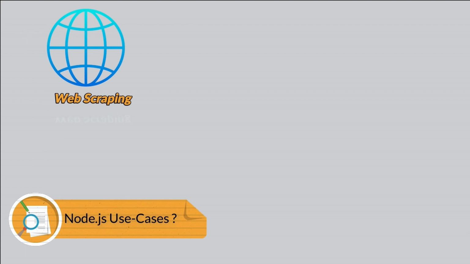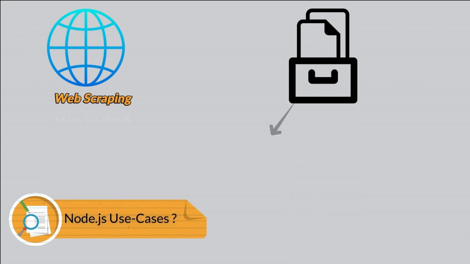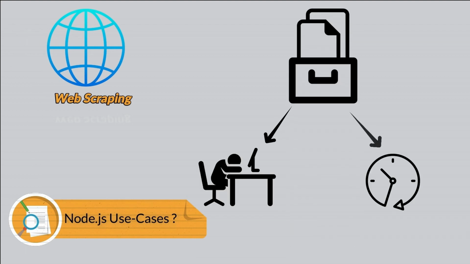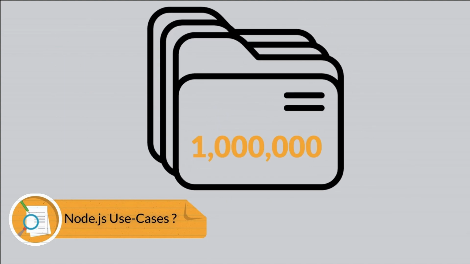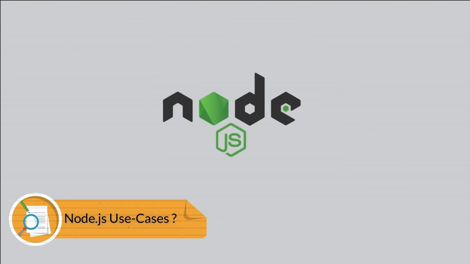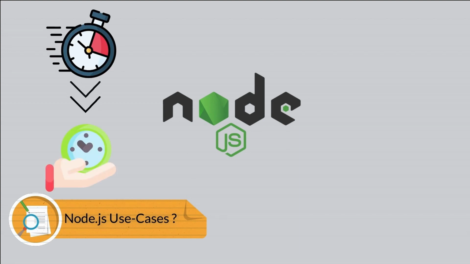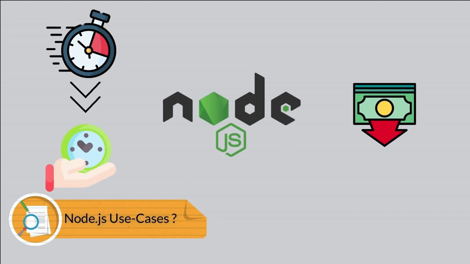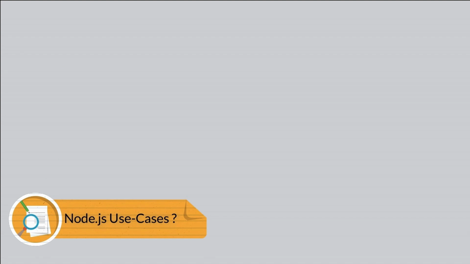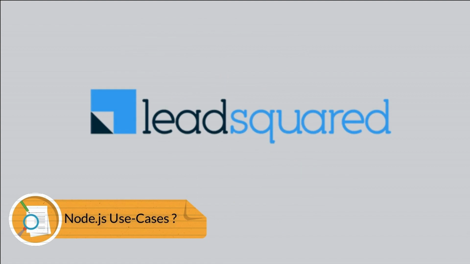Web scraping. Manually extracting data is very tiresome, and it can take a lot of time, considering that the data ranges in millions. By using Node.js, it will help make the process quicker, which saves time and is also cheaper for the organization. An example of an organization that uses Node.js to their advantage is LeadSquared. They are one of the most popular marketing automation platforms, which uses Node.js to automate functions such as scraping customer data.